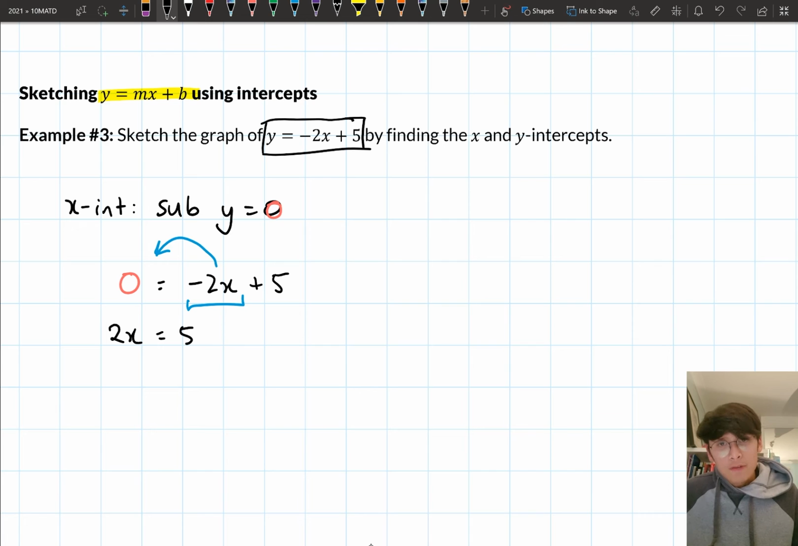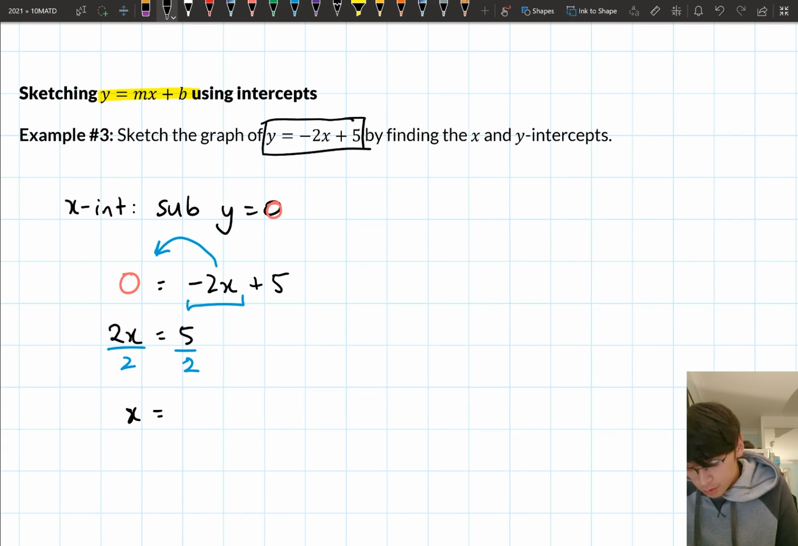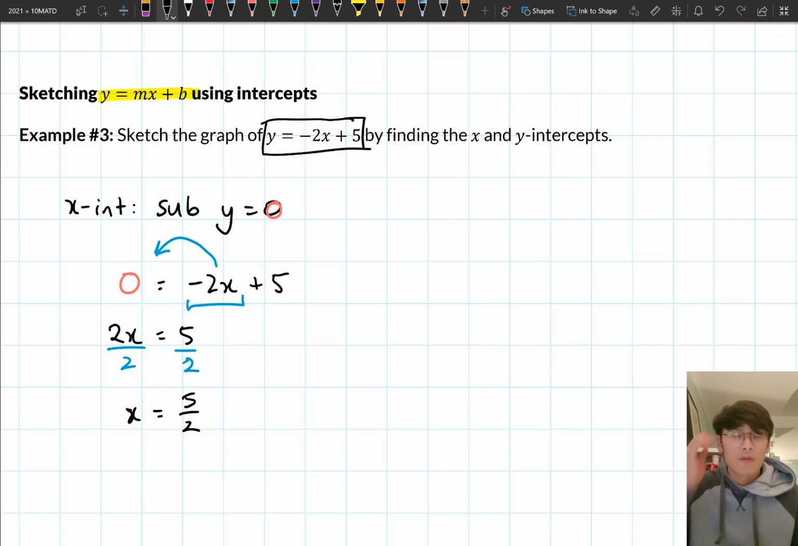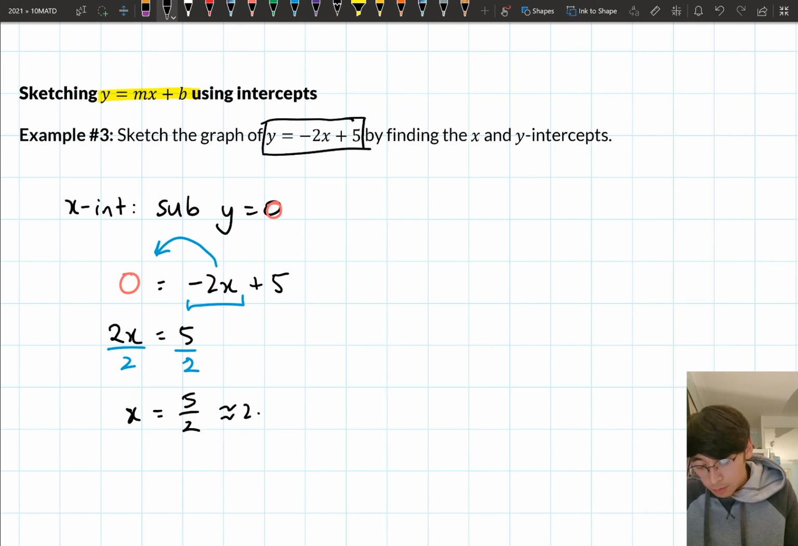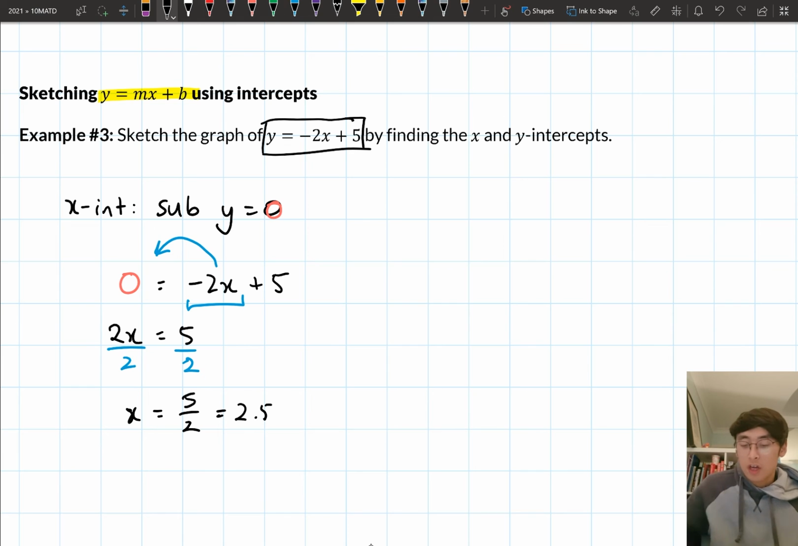Okay, now that I've done that, I'm going to divide both sides by 2 because I want to get rid of this 2 in front of the x. So here we get x is equal to 5 over 2. Now 5 over 2 can't be simplified, but if you put this in the calculator, you can see that it is equal to 2.5, just so we get an idea of where this is on our Cartesian plane. Okay, so that's the first part.